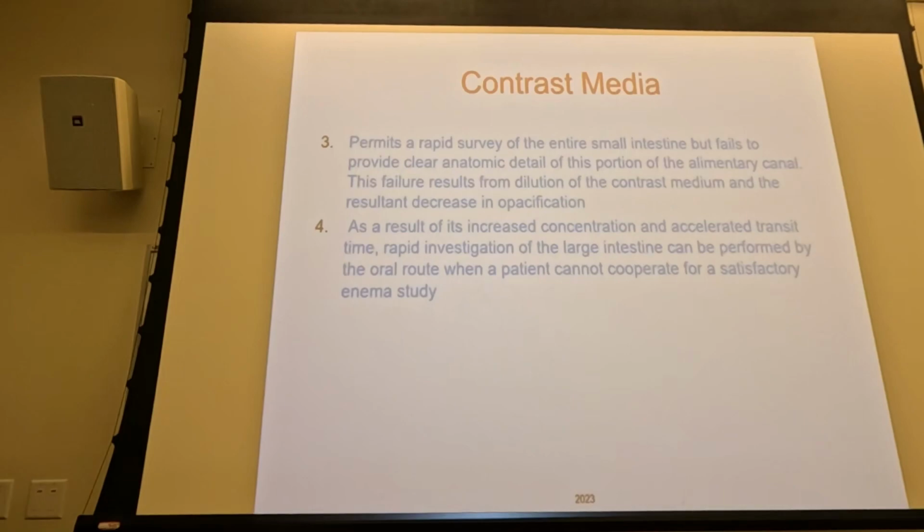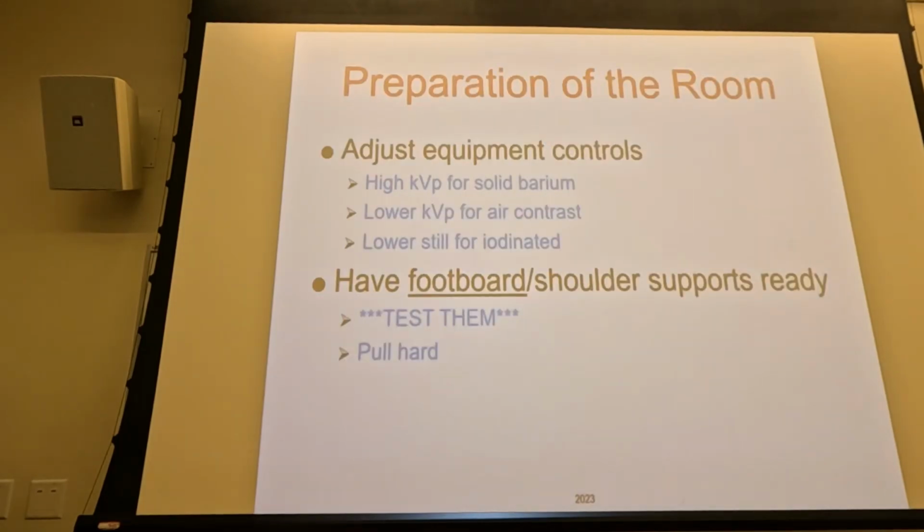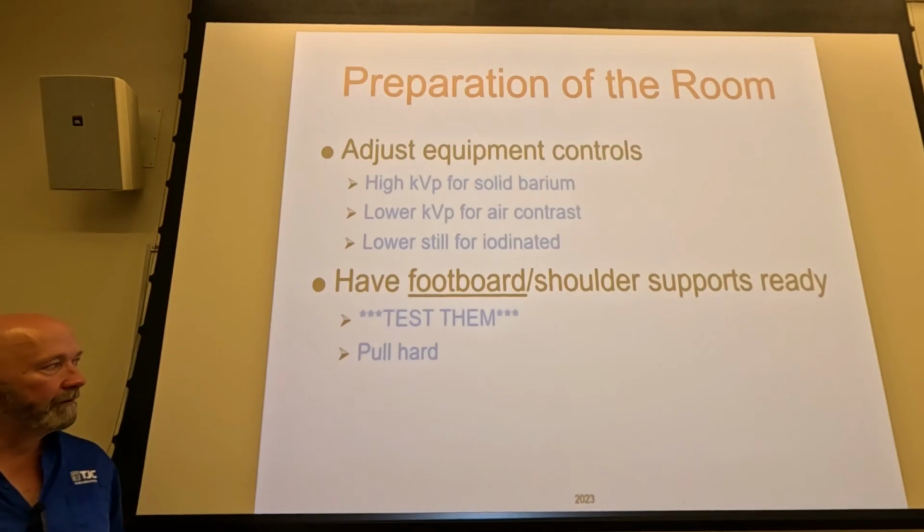Let's see, pretty much all the same thing. So, preparation of the room: adjust the equipment controls, and make sure that you reset your backup timer if your machine requires that. Make sure that you're shooting with high kVp for solid barium. It's going to be a little bit lower for air contrast, similar to what iodinated contrast is going to be. Make sure that you have the footboard and shoulder supports, if your machine comes equipped with shoulder supports. Then test them, all right?